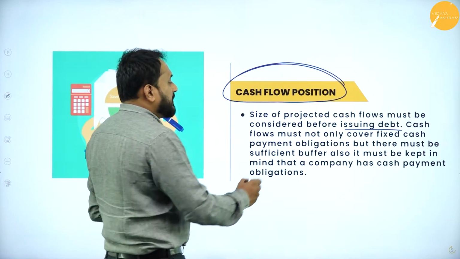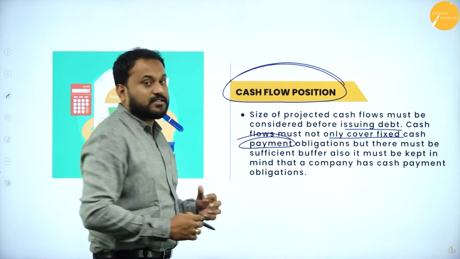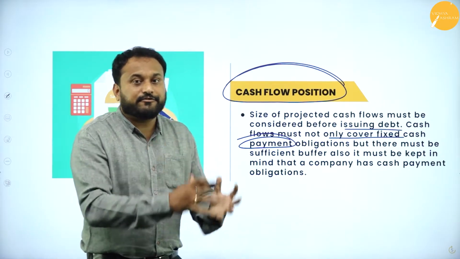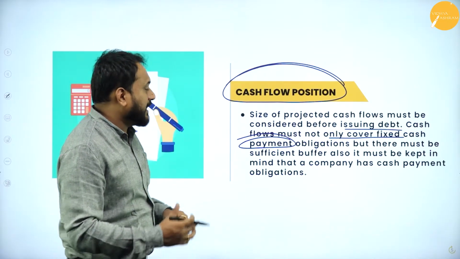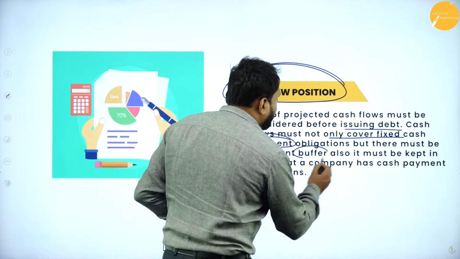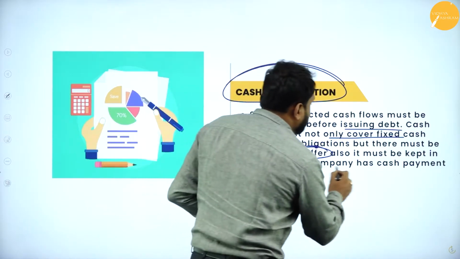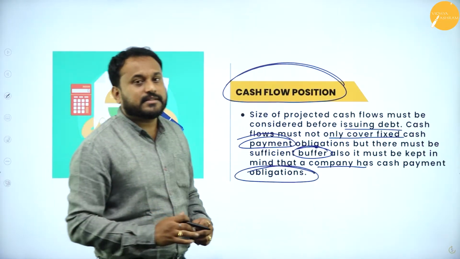Now cash flow must not only cover fixed cash payments. You are supposed to go with all the things, that is, you have fixed, you have variable, you have all the other kinds of obligations, but there must be sufficient buffer. Also it must be kept in mind that a company has cash payment obligations. Try to understand this cash flow here.